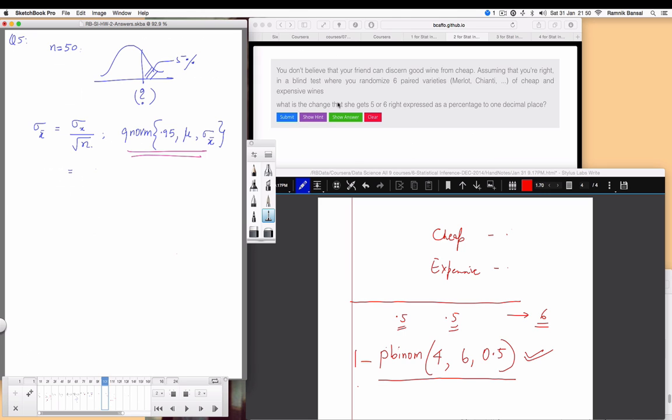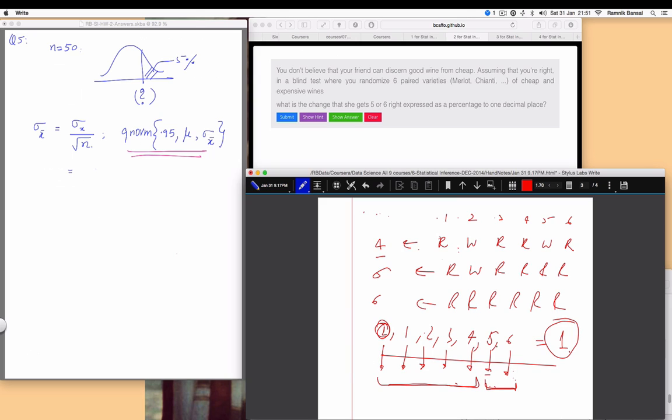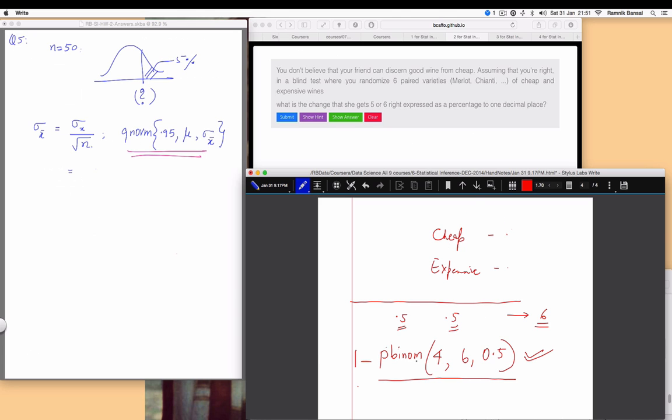Because what I actually want is the chance that she gets 5 and 6 right. So I actually want the probability of getting either 5 heads, or basically 5 times predicting it right, or 6 times predicting it right. So I need all these probabilities. Now the pbinom function, if I put 4 here, what will it do? It will give me the cumulative probability of 4 or less, because we'll say 0 plus 1 plus 2 plus 3 plus 4. But I am interested in 5 and 6, so I can just subtract it from 1.